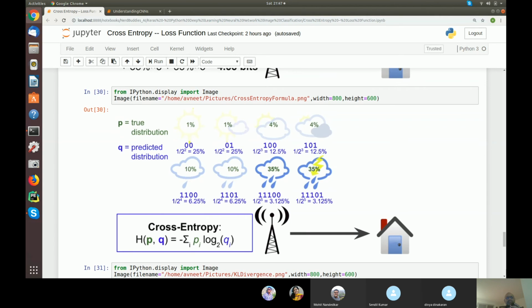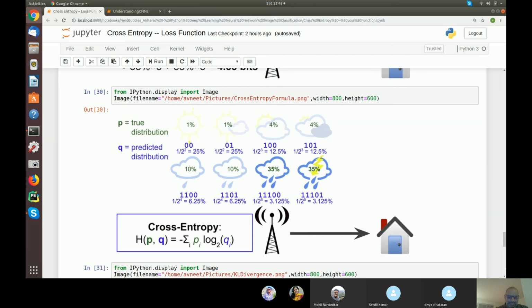So if we have a good understanding of the underlying system, like we had in the first case, then the events that were happening most often, we would have given them the smallest number of bits. And the events that are happening most rare, you would have given them the biggest number of bits.